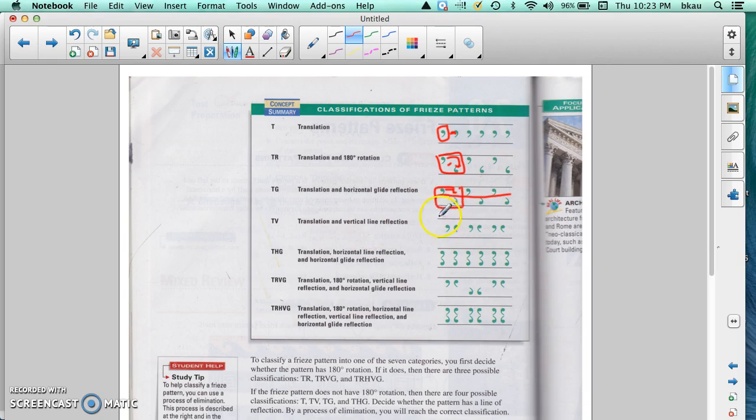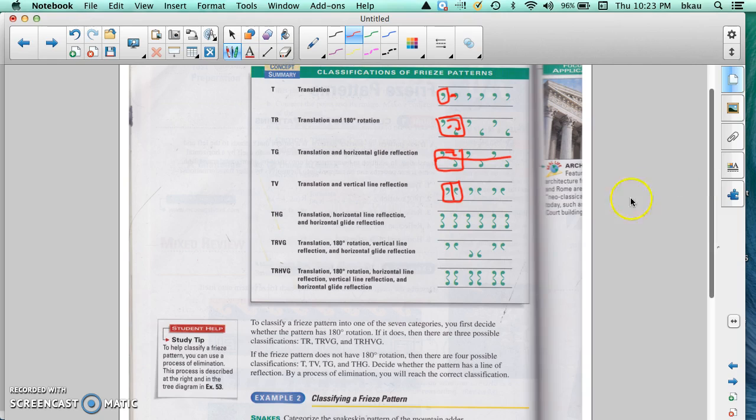Now this one, the fourth one, is a vertical line reflection first. So you reflect here first, then you take the whole chunk and translate. Now it looks like all of these have some kind of translation because you're sliding along the line.